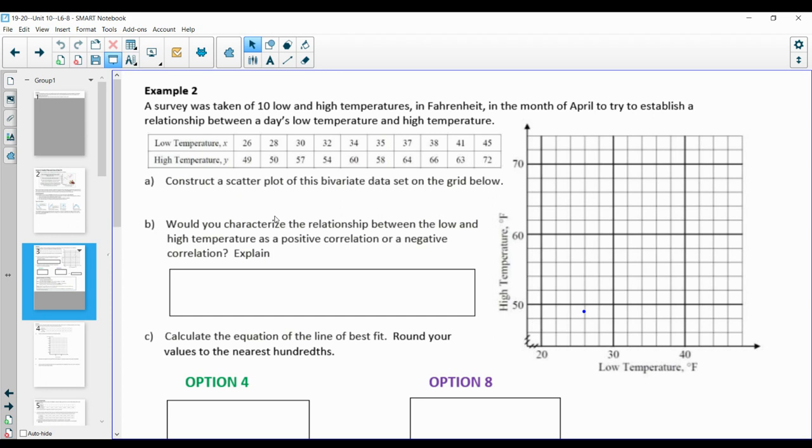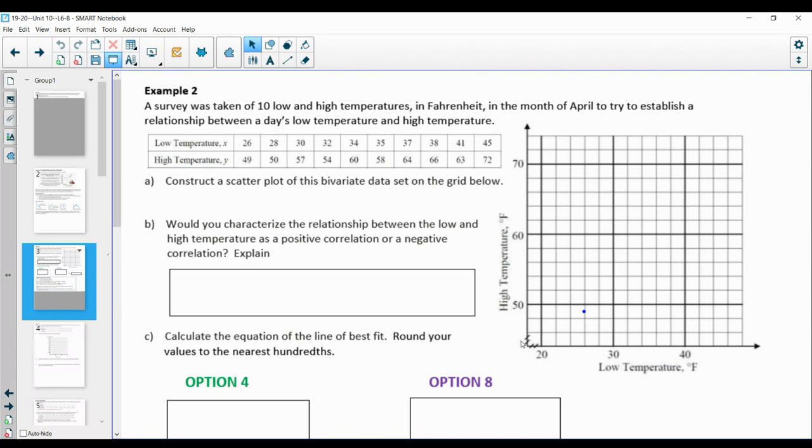And we want to construct a scatter plot of this bivariate data. It's bivariate because there's two variables, bivariate. So like I said, our low temperatures are X, our high temperatures are Y. Notice the scale for X is going up by 2's, and for Y is also going up by 2's. And just notice these little things here, we call them breaks. And that's just what allows us to jump from 0 right to these numbers, okay?